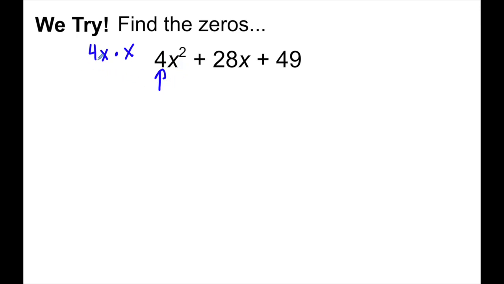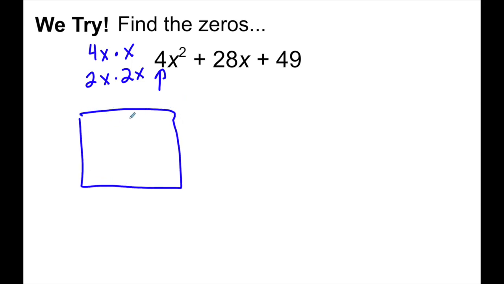So either one of them is 4x and the other one is x, or one of them is 2x and the other one is 2x. Because it's the first one we're going to put in here, it doesn't really matter how we set it up, as long as we set up the rest of the box correctly. So again, we're going to think about how we can get 4x squared plus 28x plus 49 into this box.